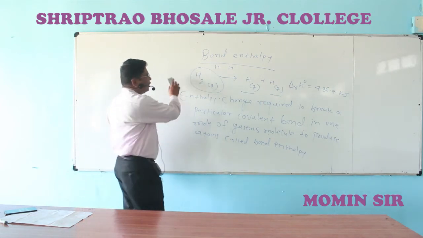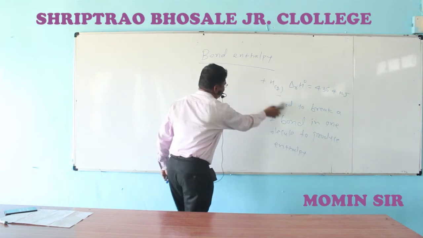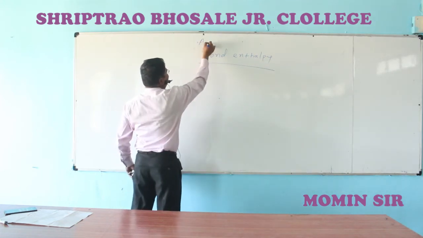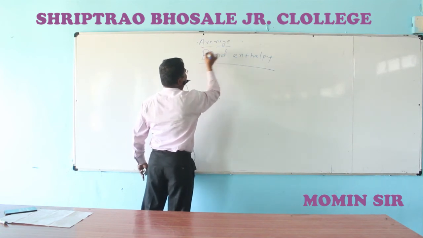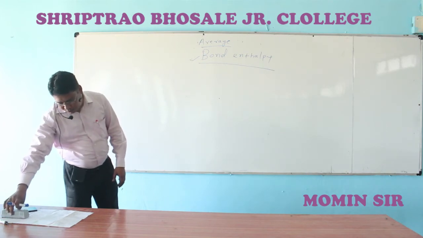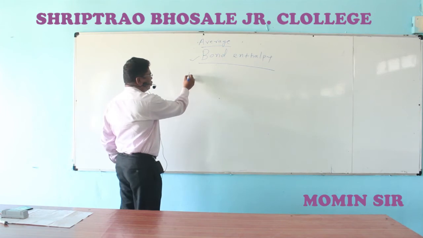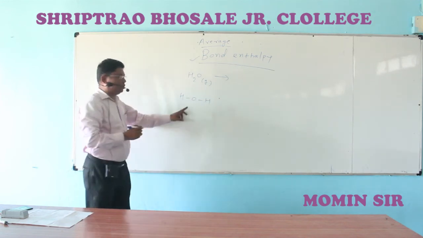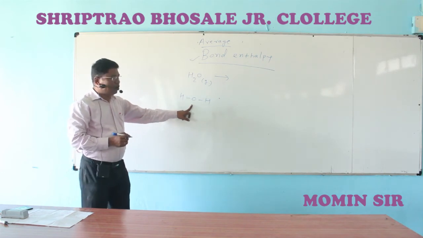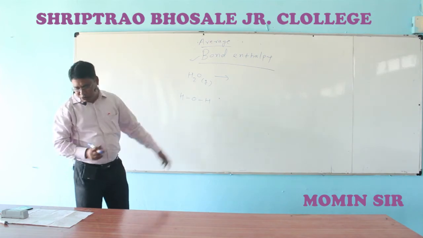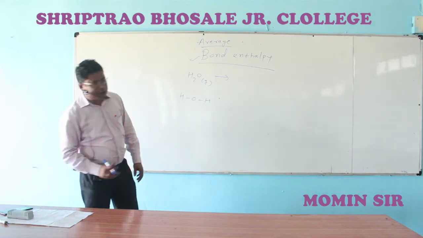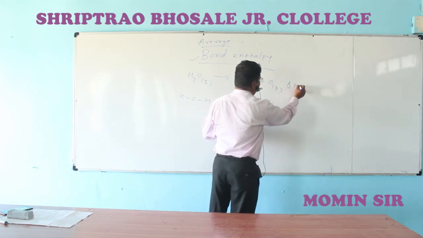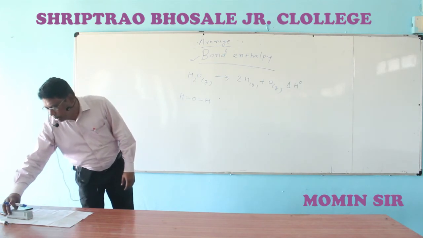Now, next point, average bond enthalpy. You know that in gaseous H2O there are 2 oxygen-hydrogen bonds. What do we get after breaking these 2 bonds? We get 2 hydrogen atoms gaseous plus oxygen gaseous. The standard enthalpy change for this reaction is 927 kilojoule.